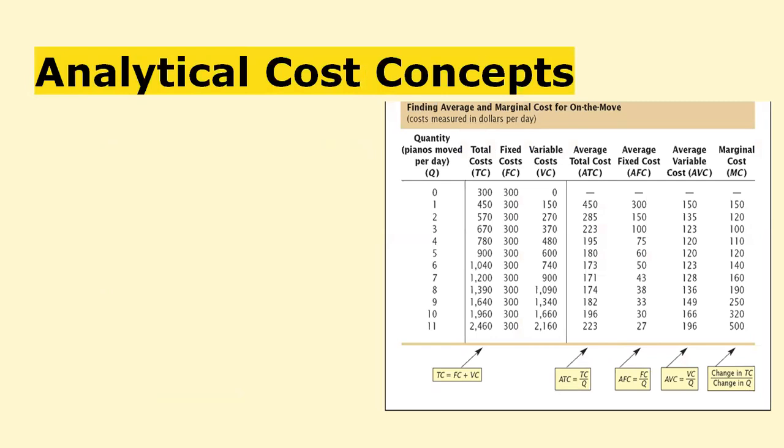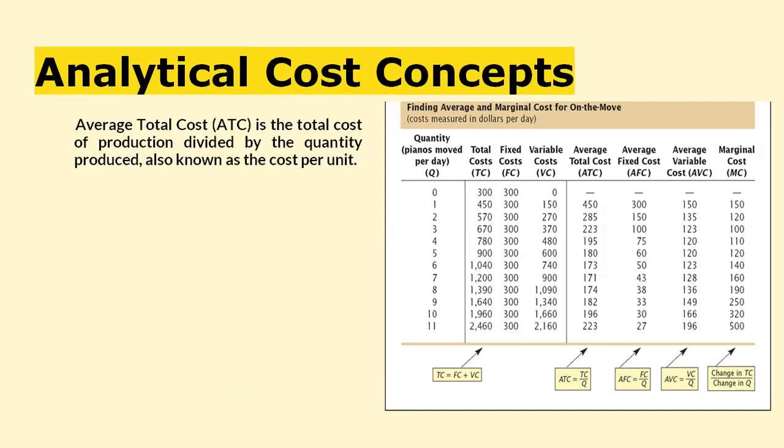Analytical cost concepts. Average total cost is the total cost of production divided by the quantity produced, also known as the cost per unit.